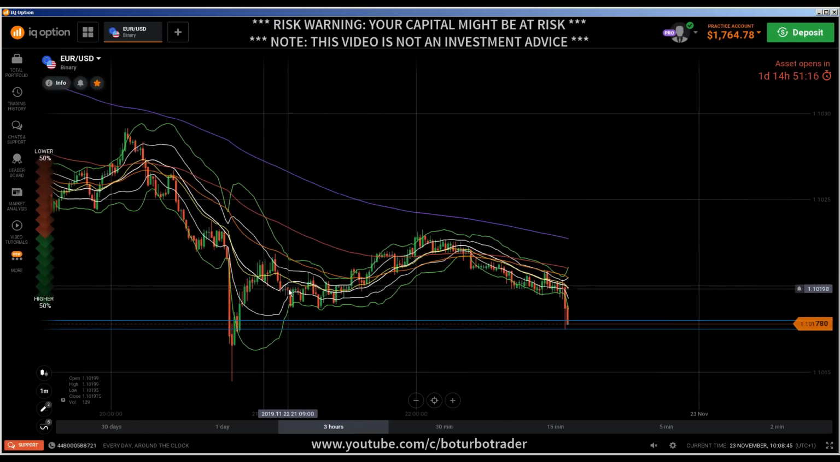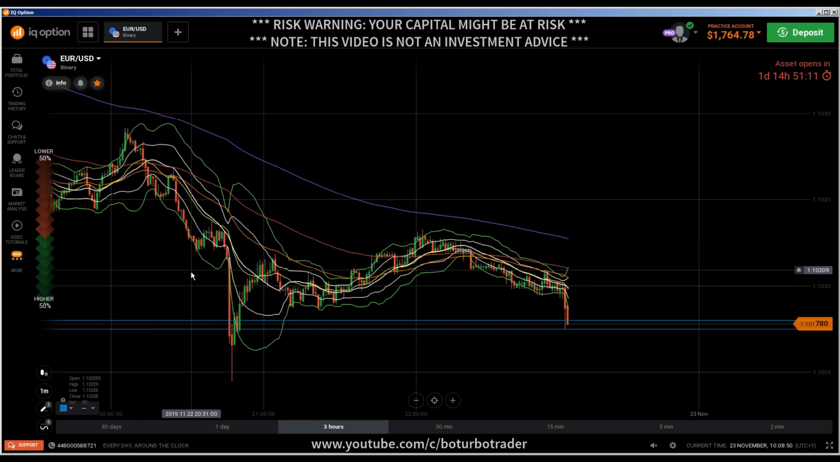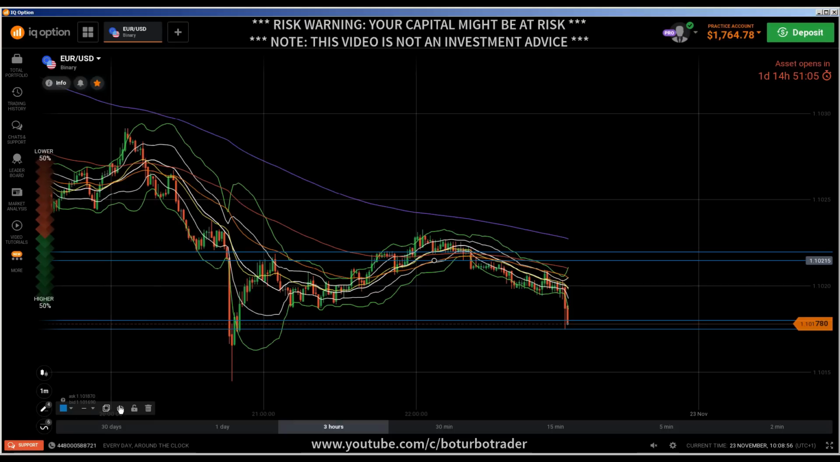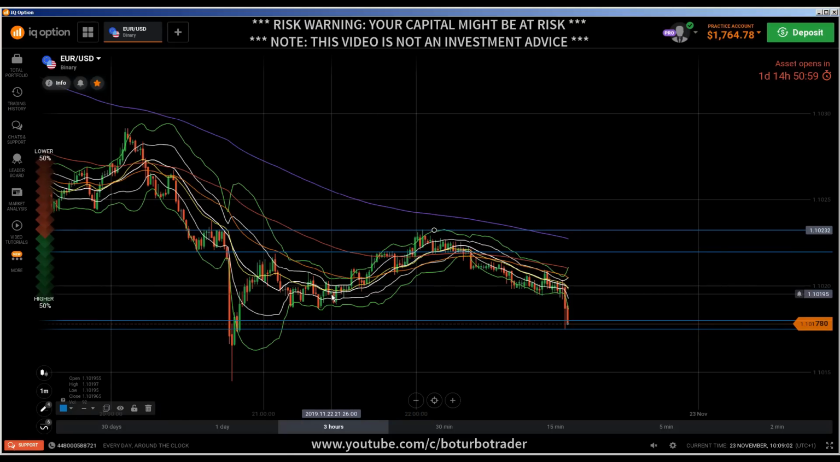So we have sellers and buyers zones here. Look at this. I will mark them, and then you will understand exactly what I'm going to do here. This is the seller's zone. I mark this here. Why is it the seller's zone?